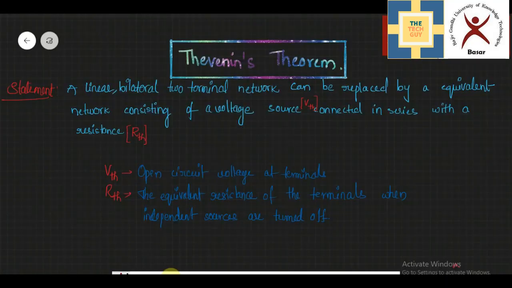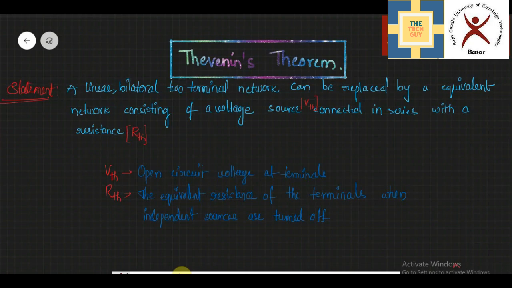Hello students, let us understand our new theorem, that is Thevenin's theorem. Let us see the statement here. The statement says a linear bilateral two terminal network can be replaced by an equivalent network consisting of a voltage source connected in series with a resistance. So we are going to convert one network into a simple network.